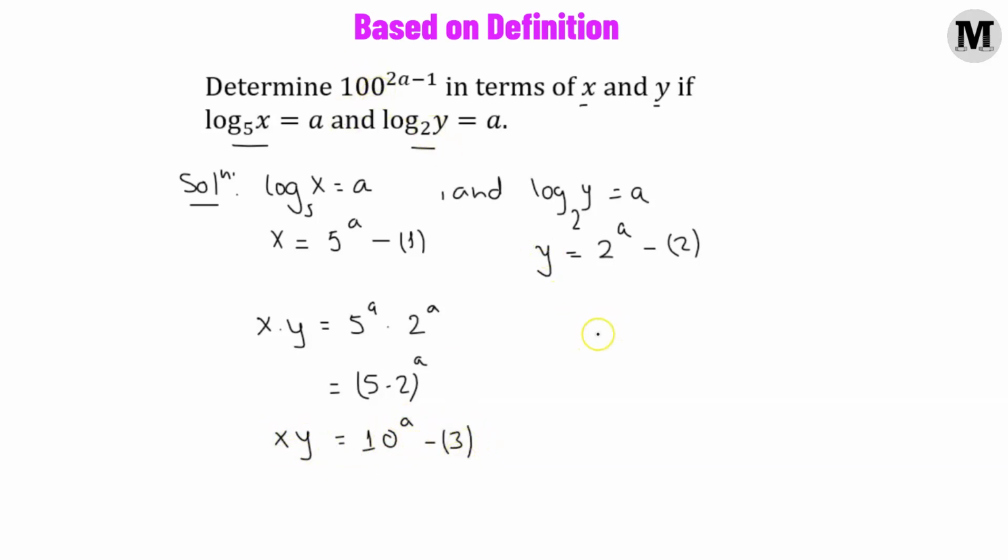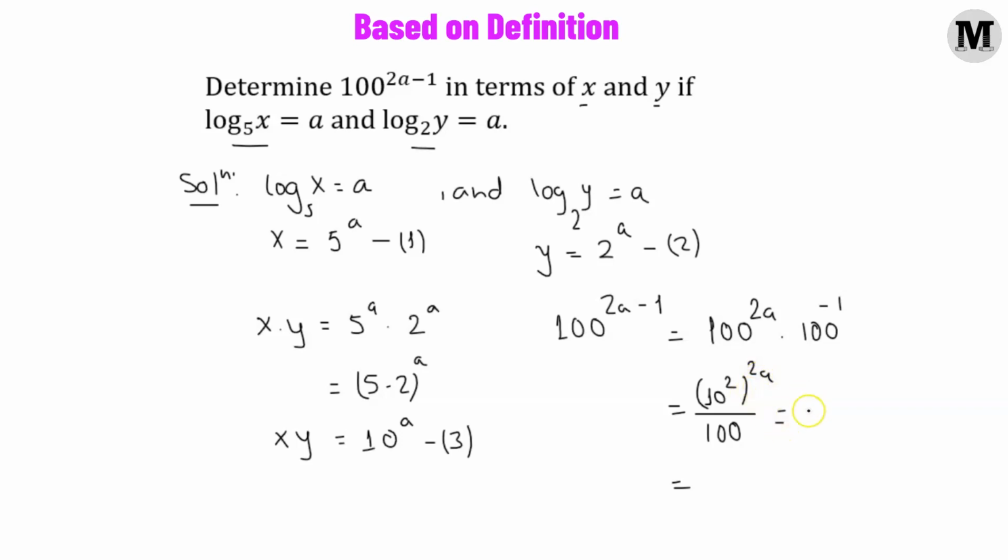Now let's come to our original expression. So we have 100 raised to the power of 2a minus 1. This can be written as 100 raised to the power of 2a multiplied by 100 raised to the power of negative 1. Now 100 is simply 10 squared, whole raised to the power of 2a, whole divided by 100 inverse, so that's simply 1 over 100. Now 10 squared raised to the power of 2a, let me write it here, I'm running out of space, so this will be 10 raised to the power of 2 times 2a, that's simply 4a, divided by 100.